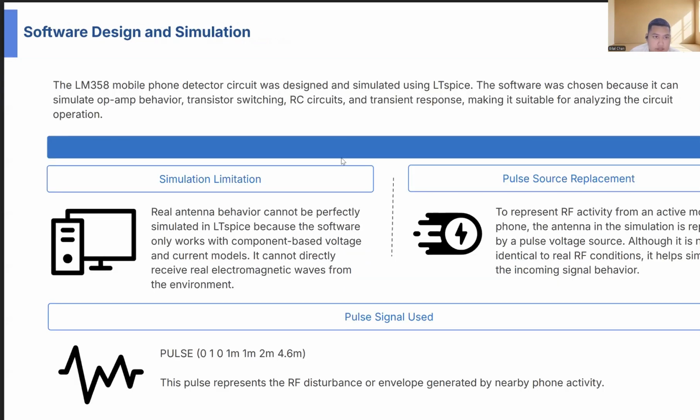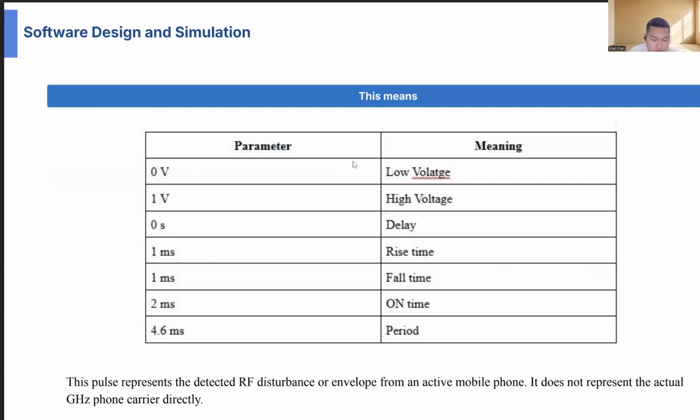And the next is the software design and pulse signal. In here we use LT-Spice to simulate the detector circuit. Since real RF signals cannot be perfectly simulated, we used a pulse source to represent RF disturbance. The pulse parameters define rise time, fall time, on duration, and period. This pulse does not represent the actual gigahertz carrier but only the envelope or disturbance effect produced by nearby phone activity.